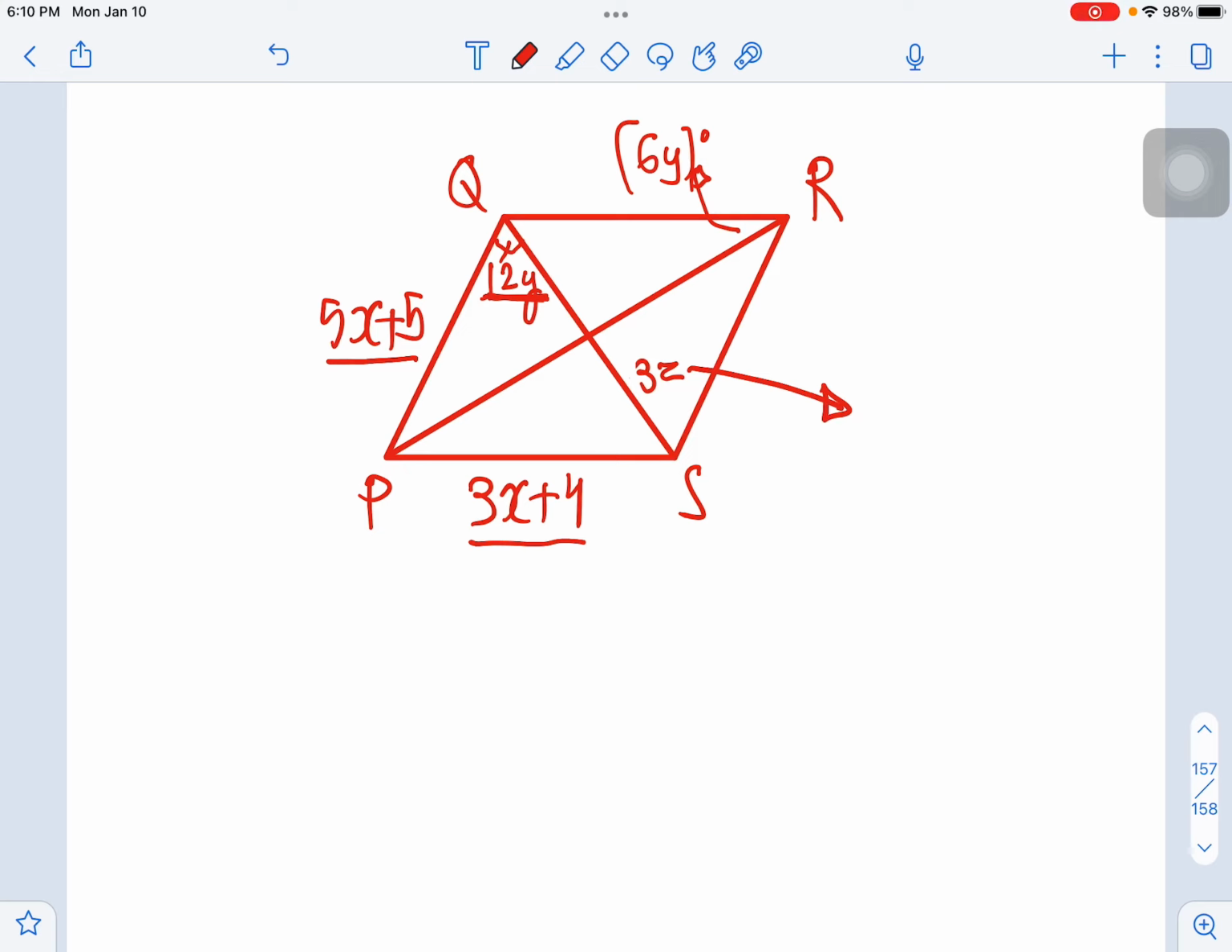Let's use the property that diagonals of a rhombus bisect opposite angles. If that is the case, if you look at the rhombus, you have diagonal QS, which is bisecting angle Q, and therefore this other angle also becomes 12y.